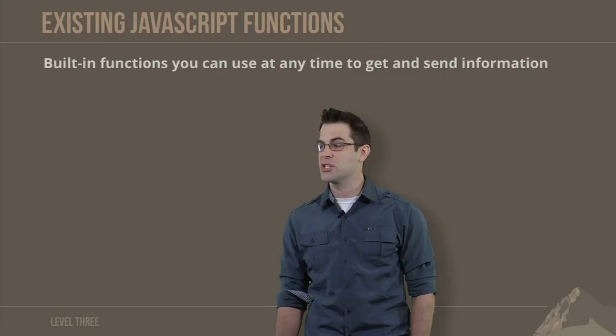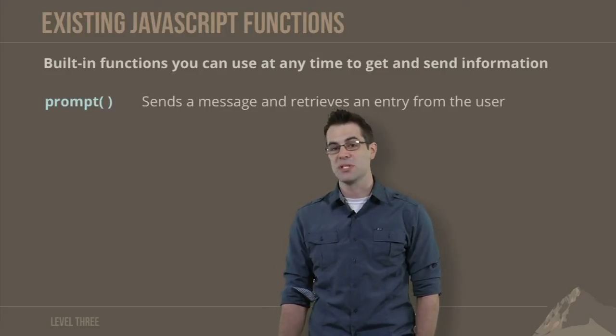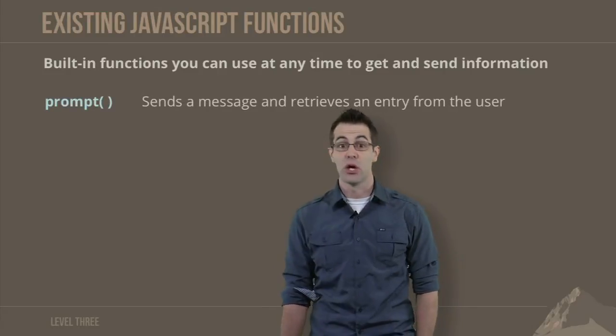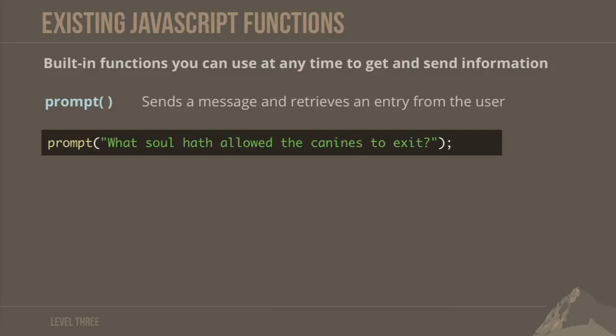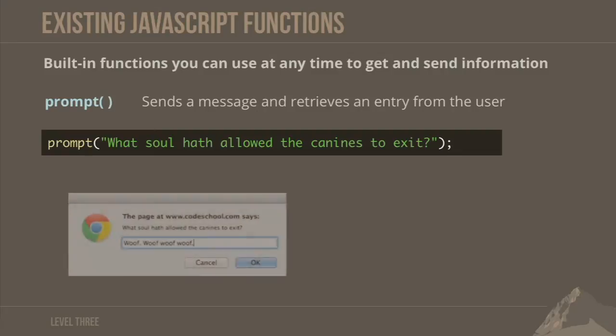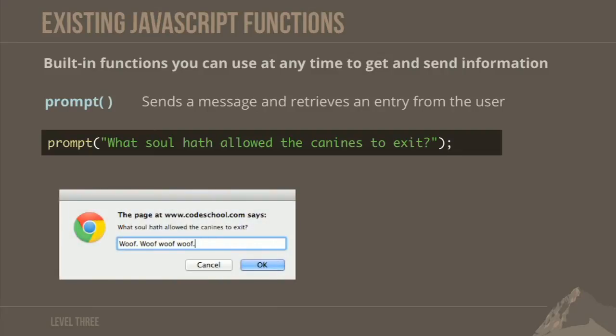Yet another built-in function is called the prompt function. This will send a message to the user and also retrieve an entry. So here we've got a prompt function that says, "What soul hath allowed the canines to exit?" And the user appropriately responds, "Woof, woof, woof, woof," and then hits OK to say, yes, that is acceptable.